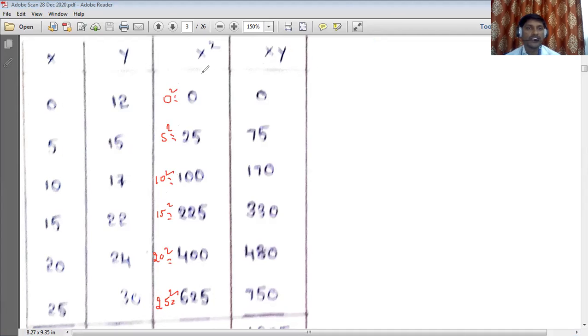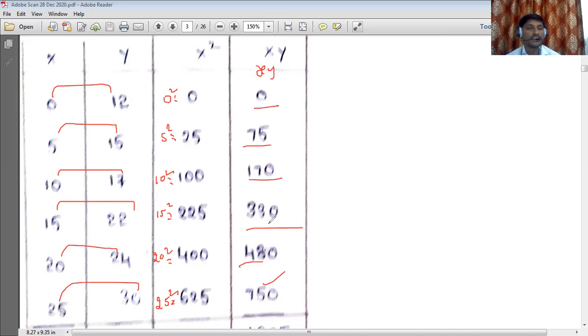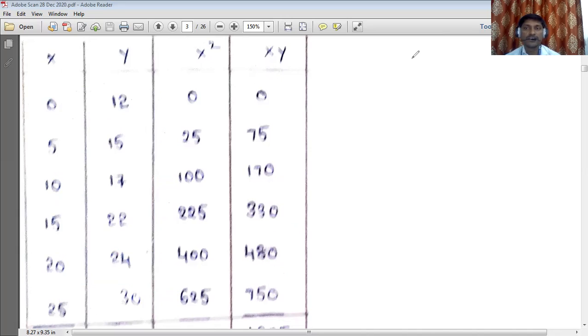And next these are the values of xy, which we get by multiplying these values: 0 into 12 is 0, 5 into 15 is 75, 10 into 17 is 170, 15 into 22 is 330, 20 into 24 is 480, and 25 into 30 is 750. Now we need to calculate summation x, summation y, summation x square, and summation xy. So those values we need to add.